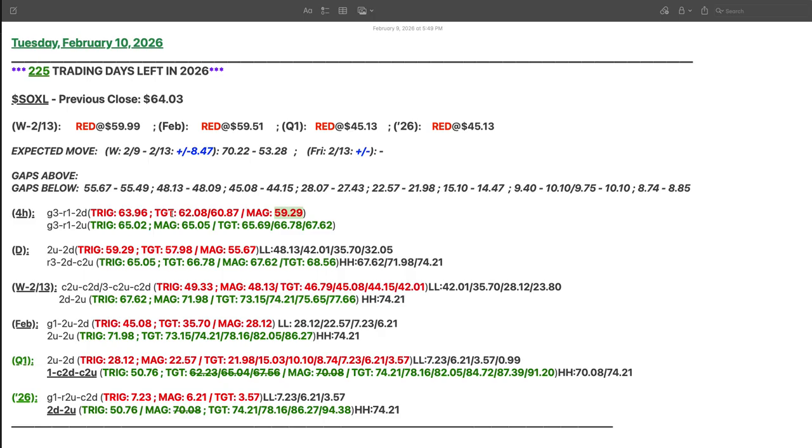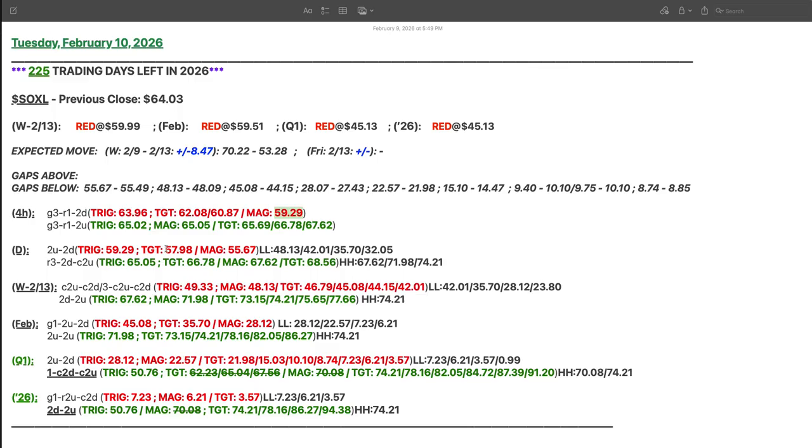So just keep in mind, if we do go to the downside, we may not reach magnitude, and we've looked at 62.08 and 60.87 as possible bounce points. To the upside, we would get a 3-1-2 up continuation, trigger at 65.02, but the magnitude is only 3 cents to 65.05. So we do have some extended targets listed out here for you. And then on the day, we would have a 2 up, 2 down if we go to the downside, triggering at 59.29, the magnitude of the 4 hour.